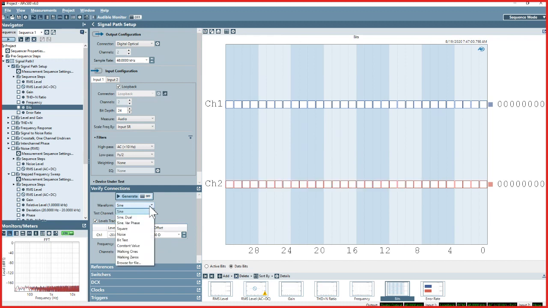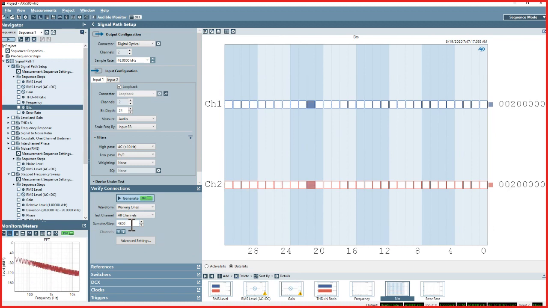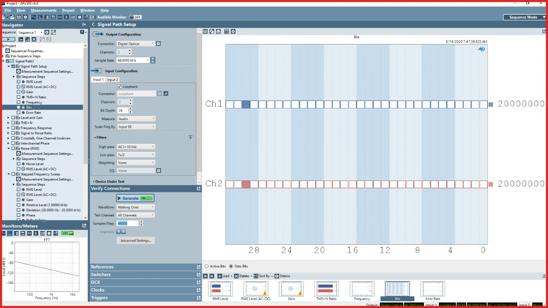And in my verify connections, I'm going to change this from sine. Let's do walking ones. And I'm going to set the samples per step to 4,800. Now let's slow that down. So now I've set the samples per step to equal the sample rate. So what this is doing is literally raising the value of each bit and changing it every second. So we can literally see the data walk through the word.